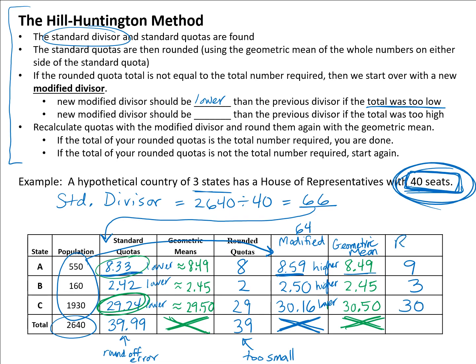So when we take these rounded quotas and add them up to see if we have the correct total number of seats, 9 plus 3 plus 30 is 42, and that is too high. So we're having to play this too hot, too cold game again. We want to find the modified divisor that gets us just right. So we were too small when we used 66. We were too high when we used 64. So now, remember, if our total is too high, we're going to go higher. So I need more room. Let's go to the next slide.